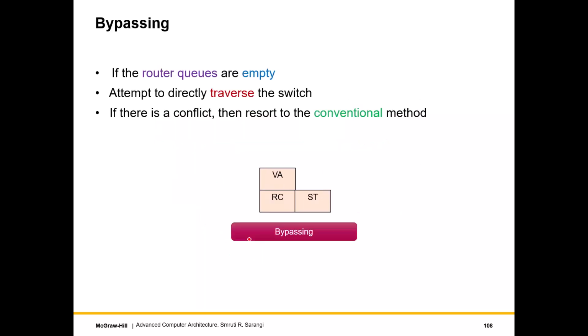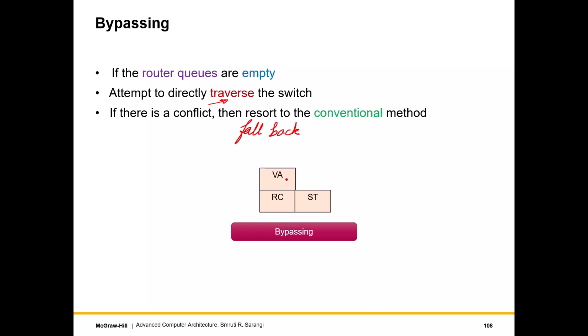Now let us look at another optimization known as bypassing. Let us assume that the queues of the router are empty, which could be the case because you don't have a lot of traffic all the time. In that case, an attempt should be made to directly traverse the switch if we have some idea the queues of a router are empty. But of course, there should be a way of detecting conflicts where we fall back to the conventional method.